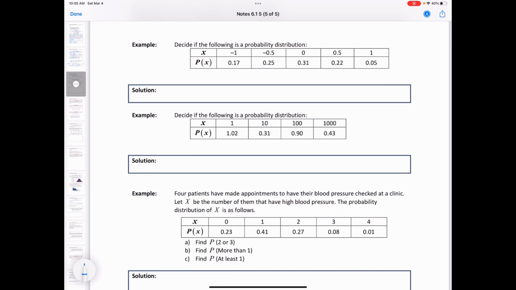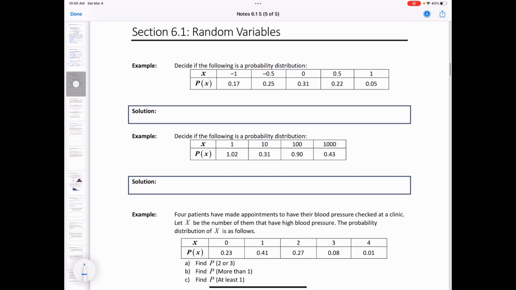When you look at this one, it's asking the same thing. Is this a probability distribution? And I want you to look at that first. Look at the x's. And note that this x is negative, but that is perfectly fine. Okay, so x can be negative.